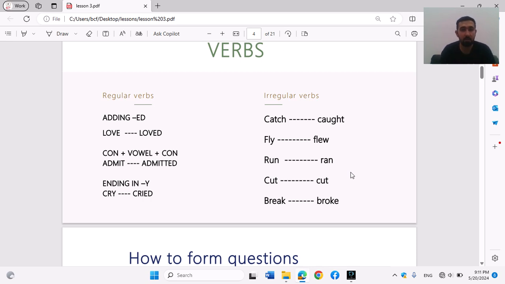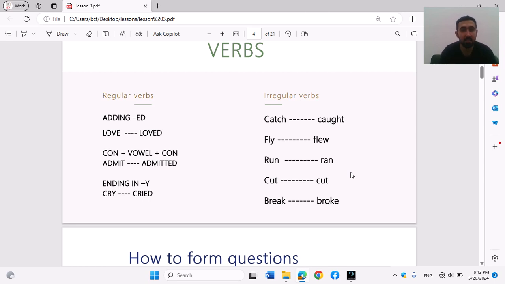The regular verbs are the verbs that we can add ed to, and that's it. It will be past. For example, love becomes loved. Admit becomes admitted. But look, we have consonant, vowel, consonant at the end. For example, the verb admit ends with mit, which is consonant, vowel, consonant. So whenever we are trying to make it past or add ed, you are going to double the last consonant, which is the letter T.